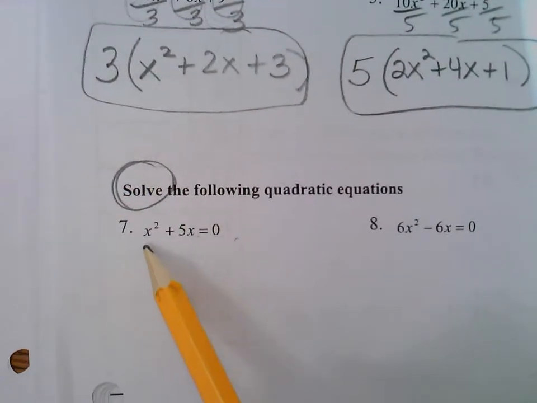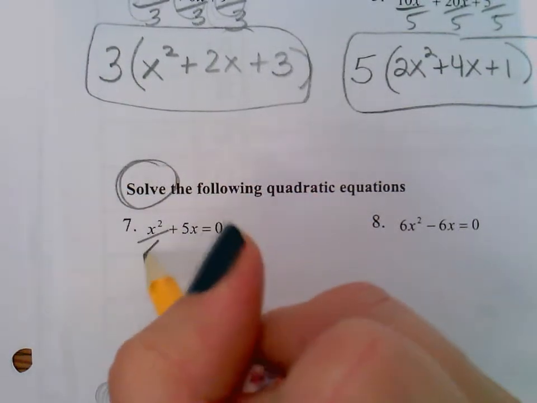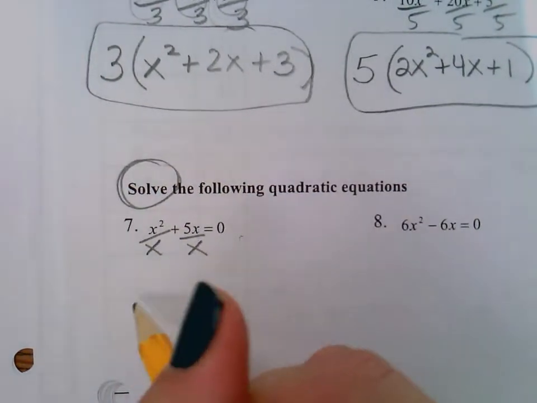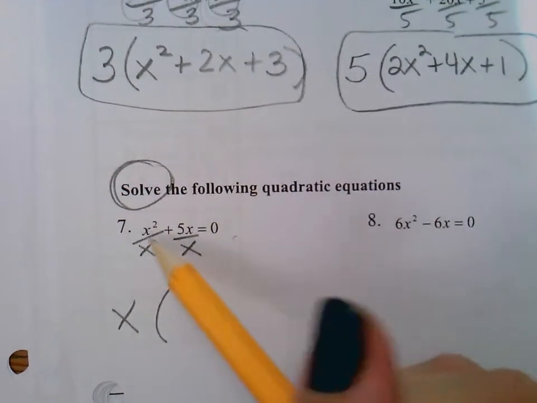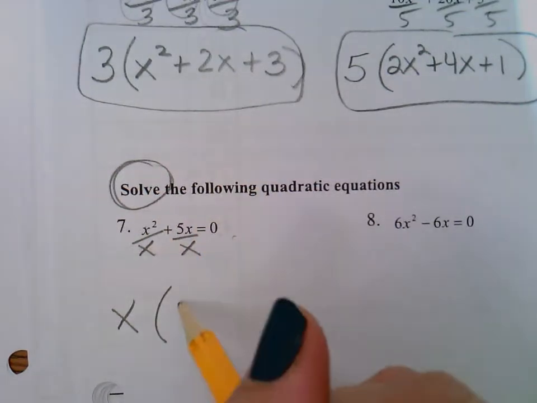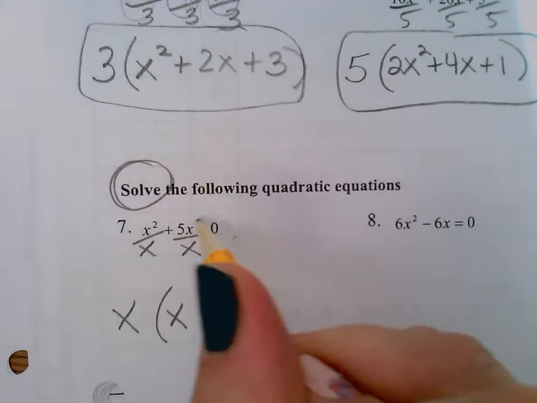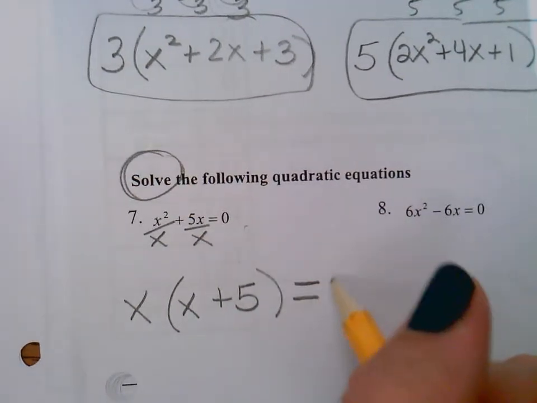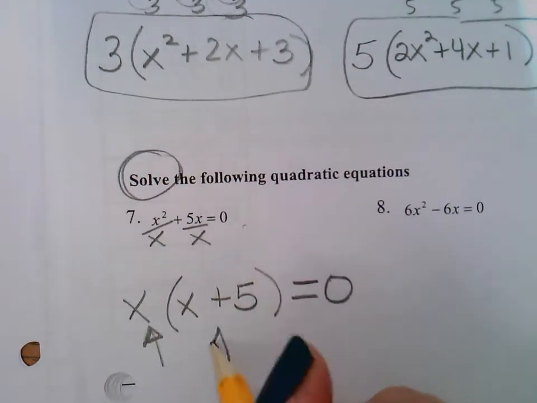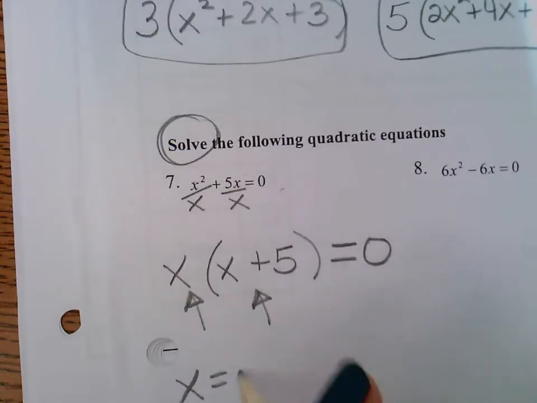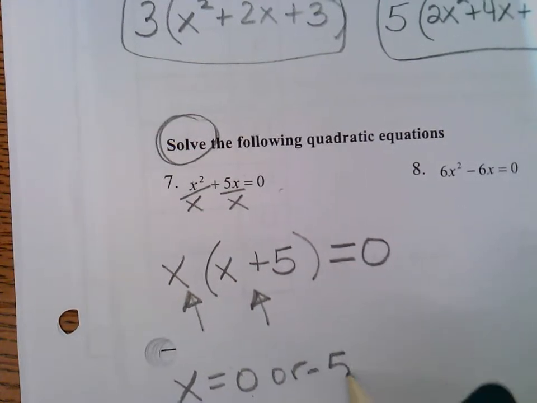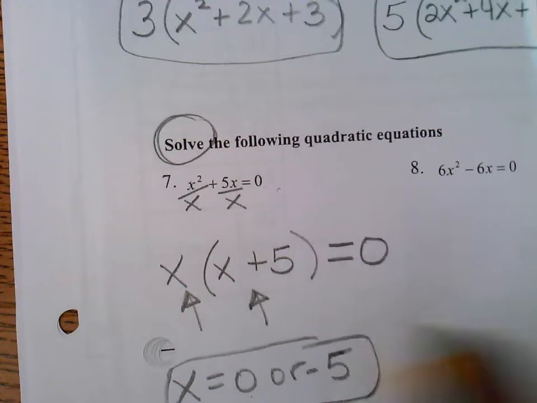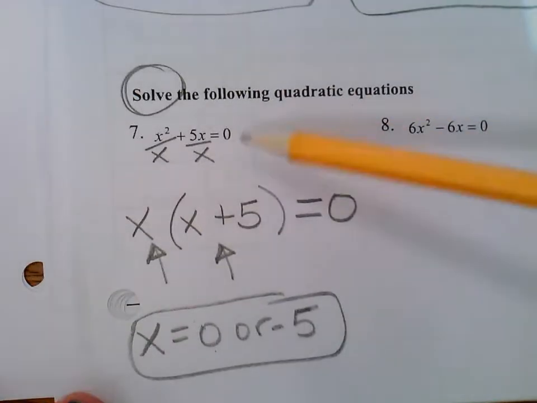All right, what's my greatest common factor? I can factor out an x. So x times, now what is x squared divided by x? X. And 5x divided by x is 5. If that is equal to 0, now I need to come up with my two solutions. X is 0 or negative 5 are my two solutions. So we had to do the factoring step and the solving step all in one equation.